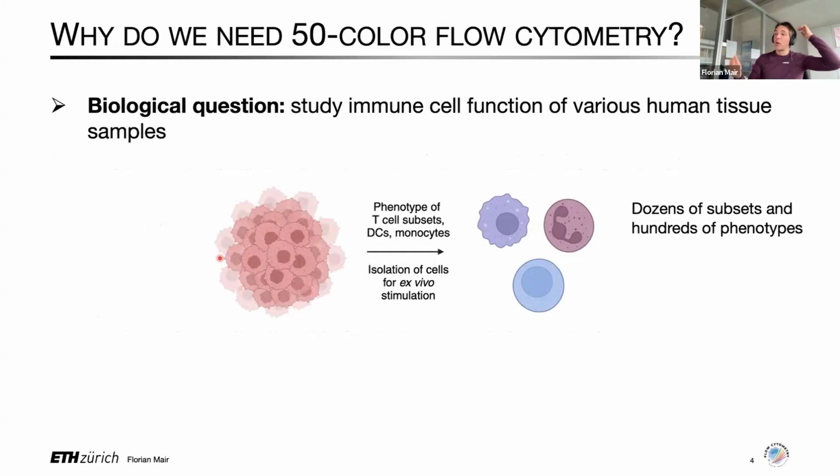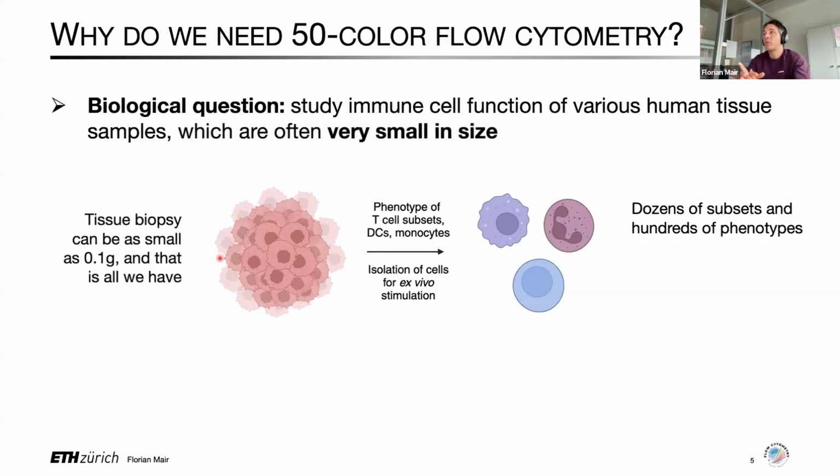If you're in the field of immunology and you think about all the different types of immune cell subsets that might be relevant to a disease process, T cells, DCs, monocytes, macrophages, you can probably easily name at least 10 different cell types. And then for each of these cell types, probably at least 10 different phenotypes that might or might not matter in a certain disease process. If you work with human tissue samples, these tissue biopsies can be really, really small, as little as 0.1 grams, and that is all that we have. The same applies to certain types of blood samples, like pediatric blood samples or the ones that are collected by these TASO devices or something alike.